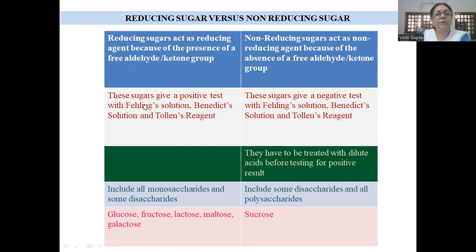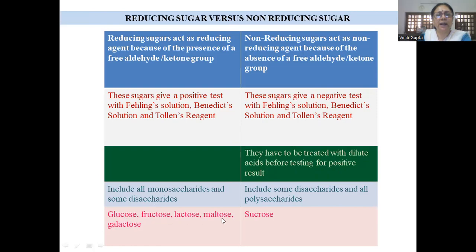The reducing sugar will give a positive test with Fehling's, Benedict's, and Tollens reagent, and this will give a negative test. It will give no test. So if we want these sugars to give a test, we have to first heat them with a dilute mineral acid. When we heat them with a dilute mineral acid, the disaccharide will break up into monosaccharide, and then it will give the test for reducing sugar.